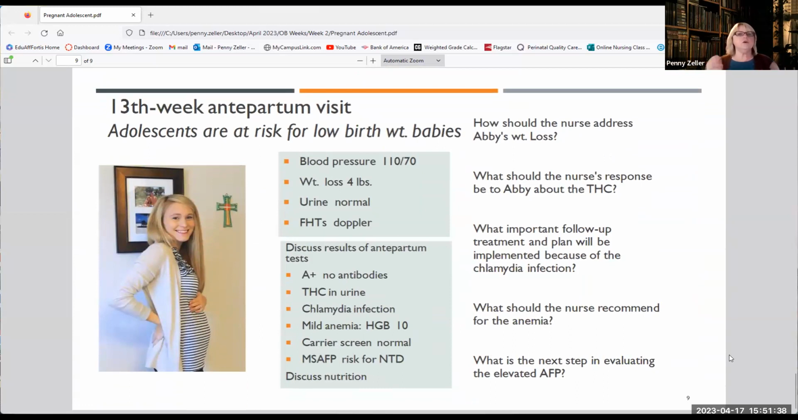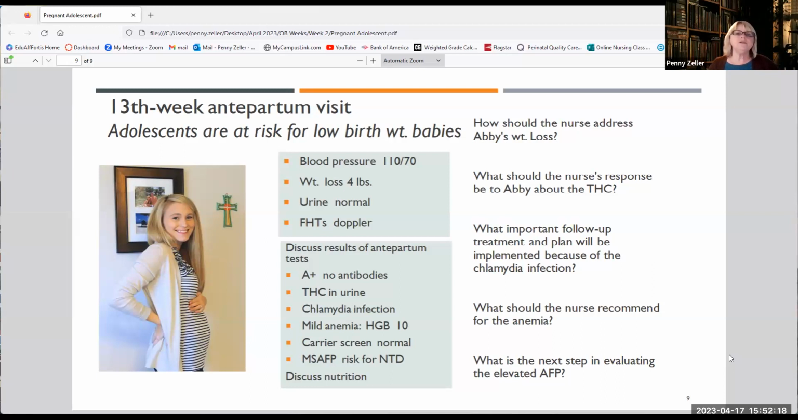So she comes in at her 13th week antepartum visit, and we need to discuss lab results. Remember, young people are still growing, and they might not be eating well, so they're at risk for low birth weight babies. So how would you address Abby and her weight loss? Education on a proper diet, and that she needs to eat more than she would normally. Okay, so we need to talk to her. What is she eating, and give her some guidance?